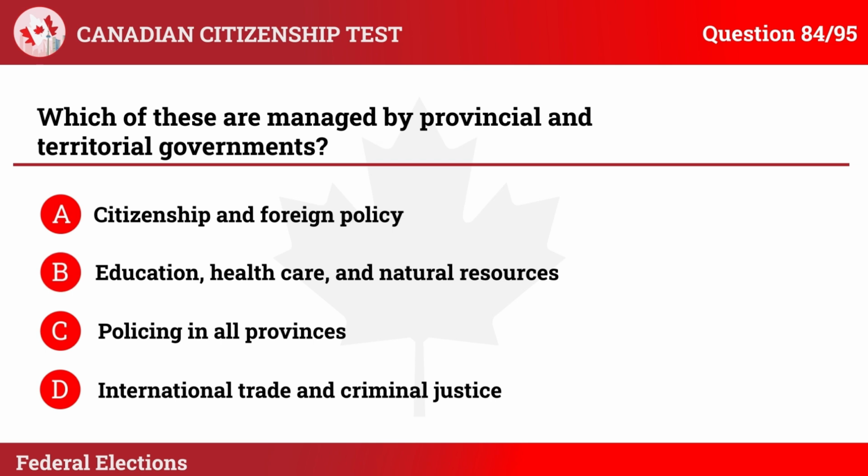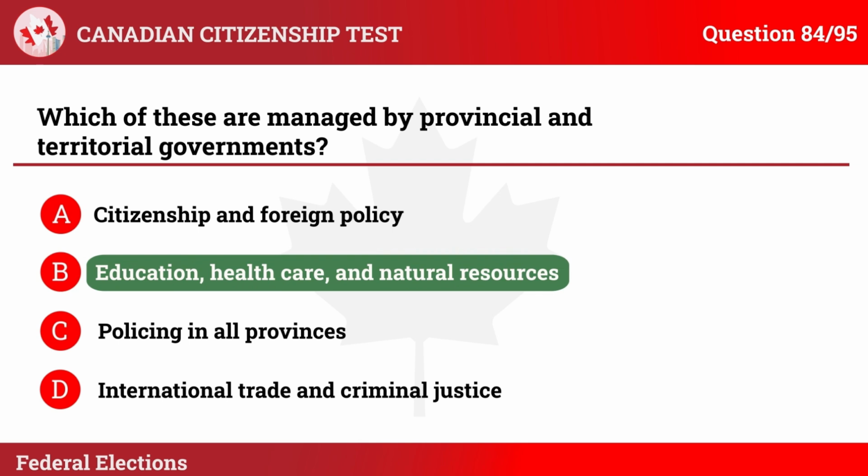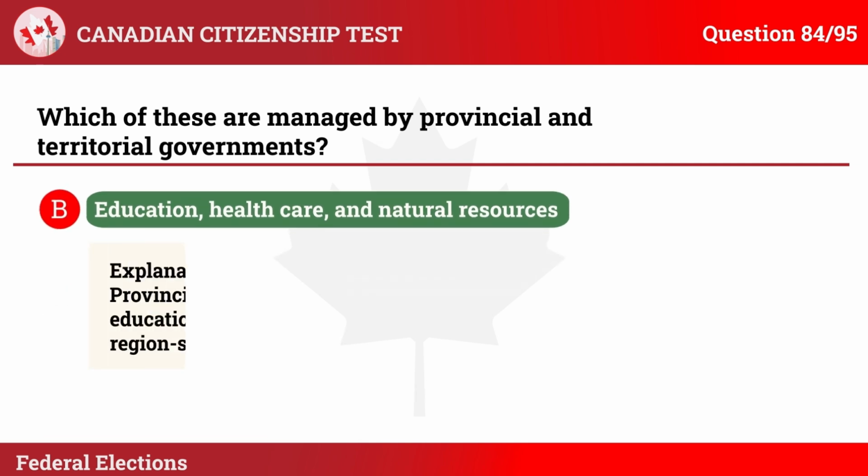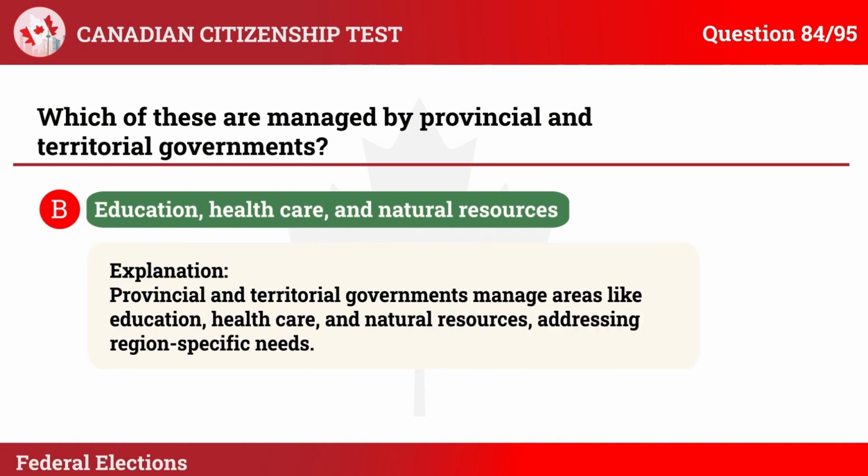The correct answer is B. Education, health care, and natural resources. Explanation: provincial and territorial governments manage areas like education, health care, and natural resources, addressing region-specific needs.